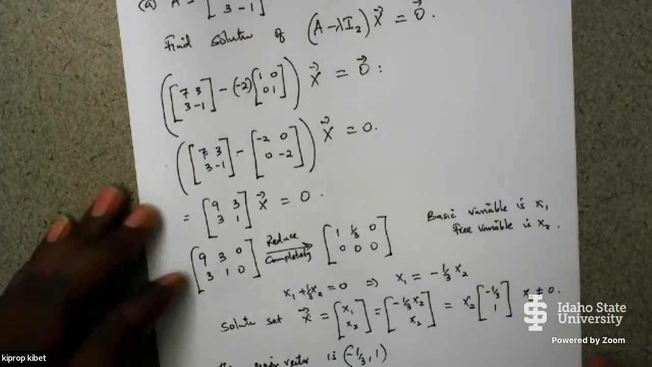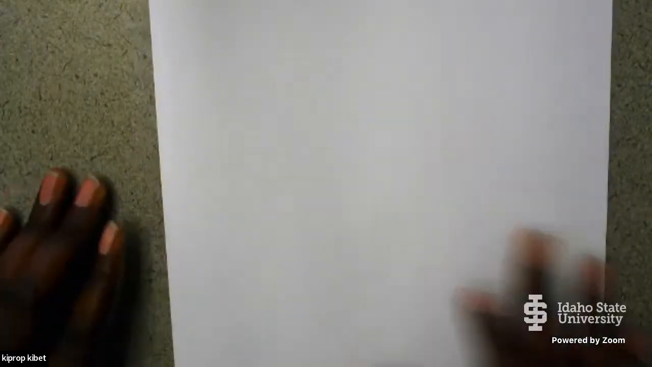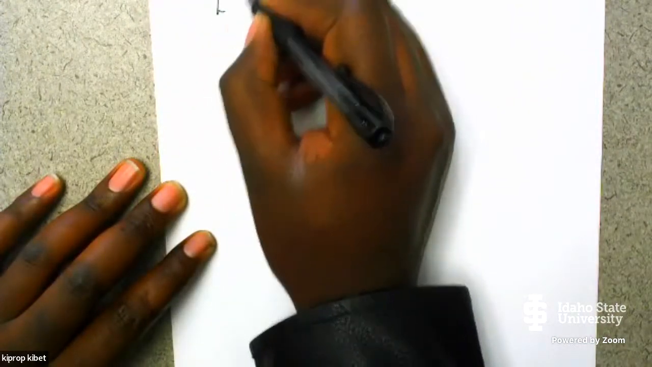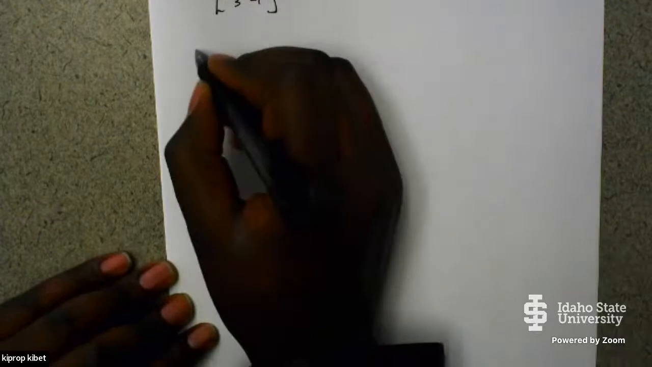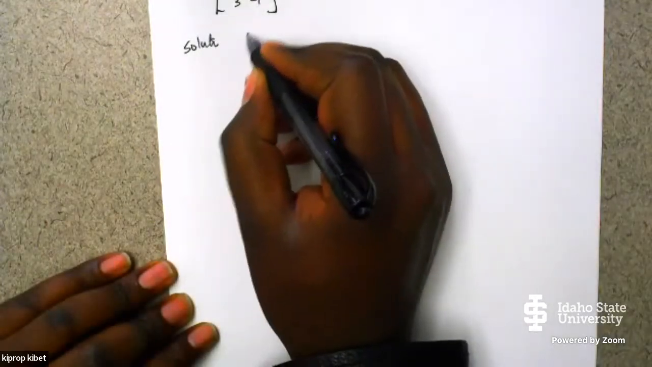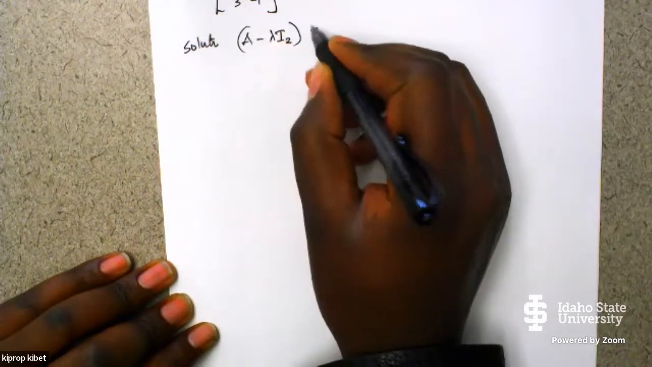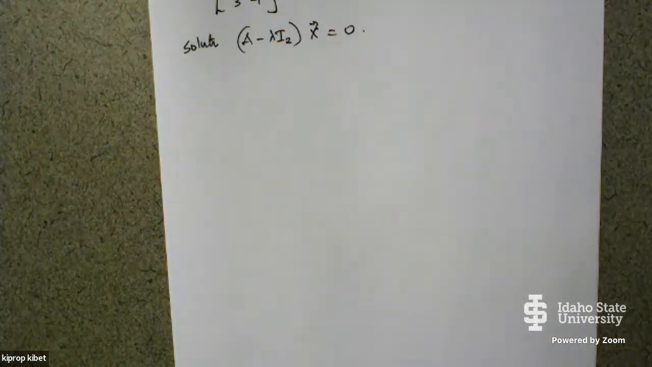Now, if we are given another example, and we have A equal to 7, 3, 3, and minus 1, and then our lambda equal to 2. So we do the same way. In this case, we want to get a solution whereby A minus lambda I2 times x equals 0. So that is what we want to solve.